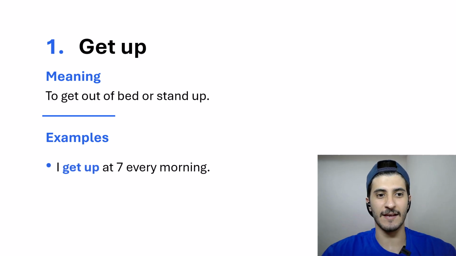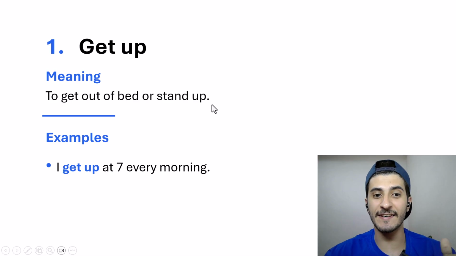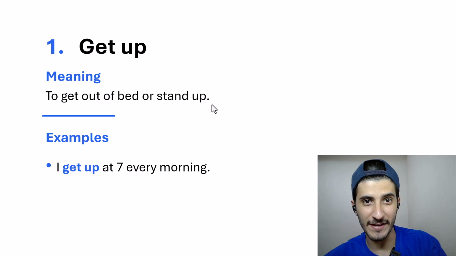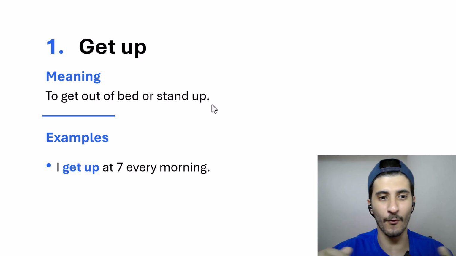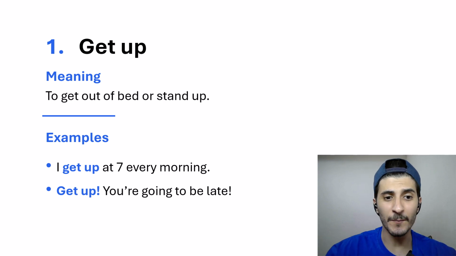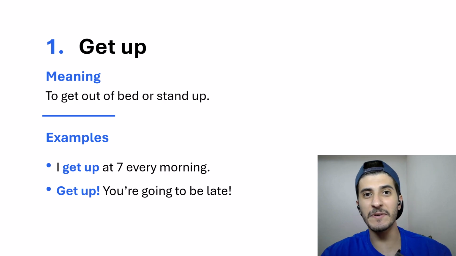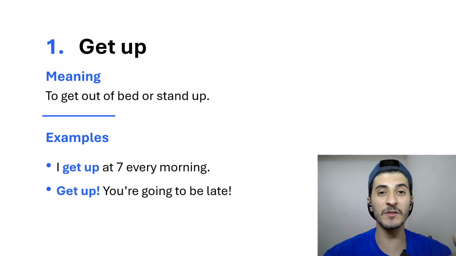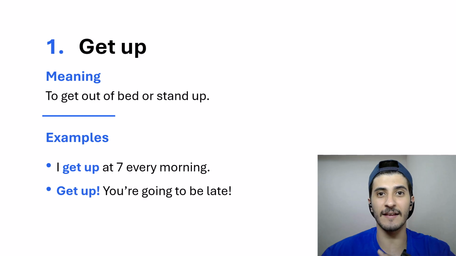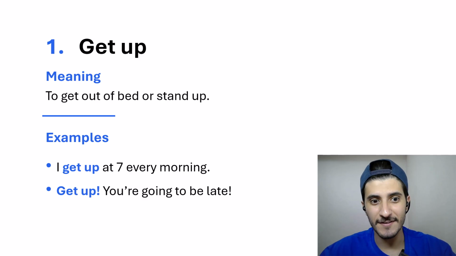So examples. The first one is I get up at 7 every morning, meaning I get out of my bed at 7 every morning. The second example is get up, you're going to be late, meaning get out of your bed, you're going to get to your work or school late. So that's obvious, that's clear.